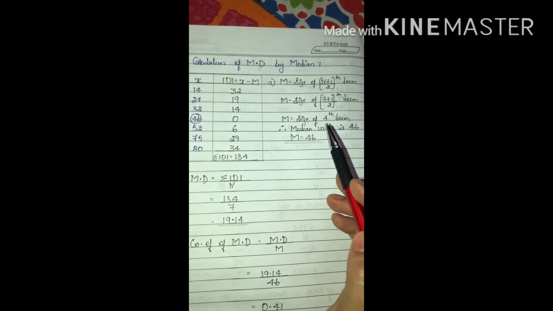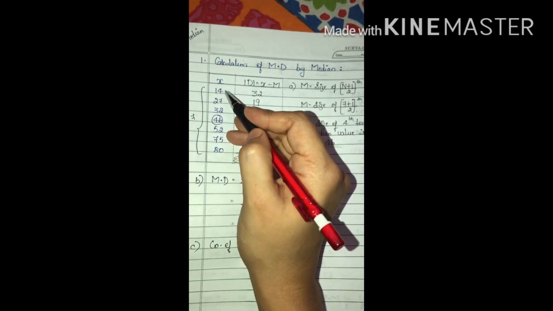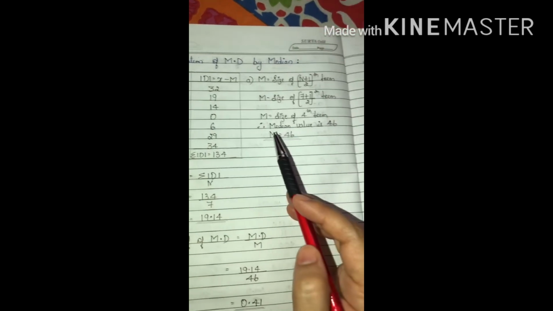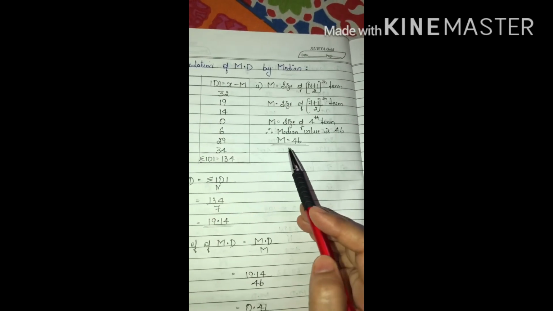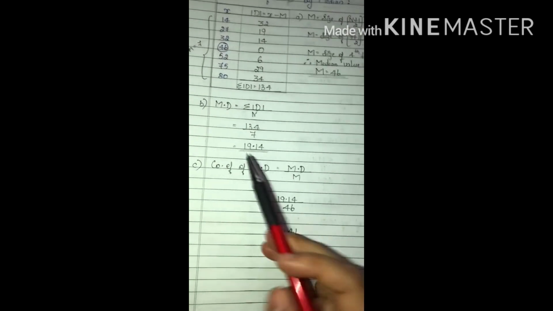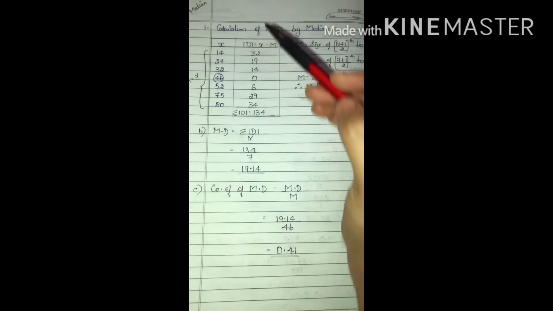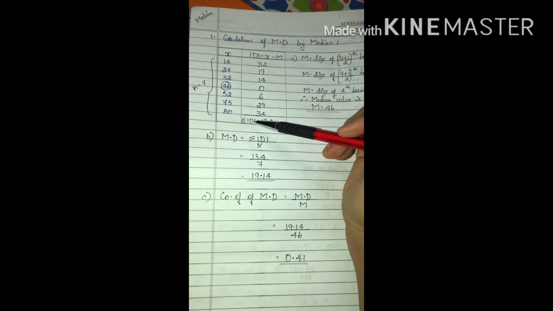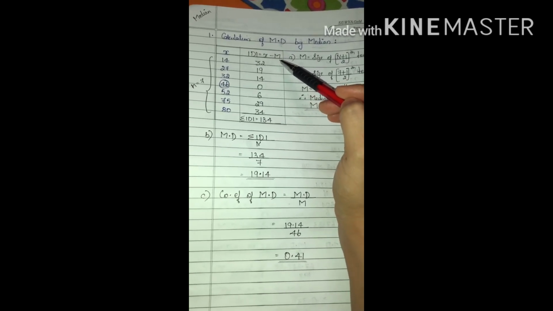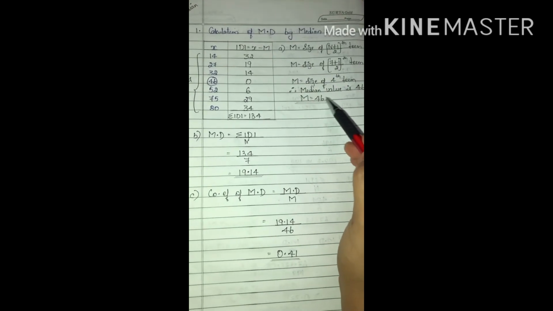M equals size of 7 plus 1, that is 8. 8 divided by 2 is the 4th term. The 4th term is 1, 2, 3, 4: 46. Therefore the median value is 46. Now we have to identify mean deviation. The formula is sigma mod d divided by n. I have to identify sigma mod d. If it was mean, I would write x minus x bar. Since it's median, I am writing x minus M. M is 46.